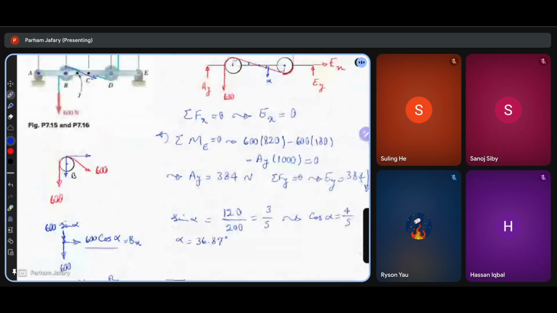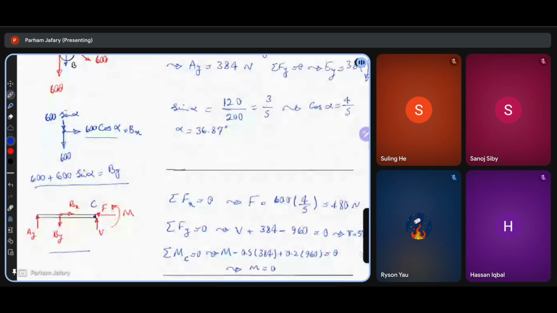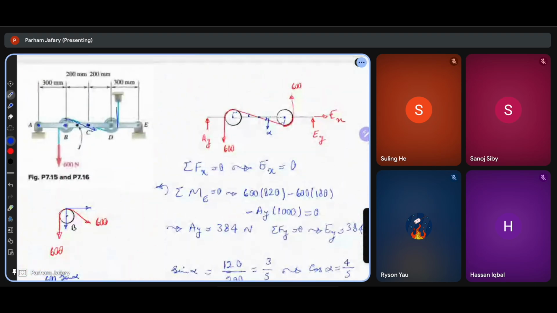You could have foreseen this because we have symmetry in the whole truss, and C is located exactly in the middle. Therefore, the moments caused by these two forces around it are zero, and all the reactions. Okay? But what about point J, which is here? 100 millimeters to the left of point C.